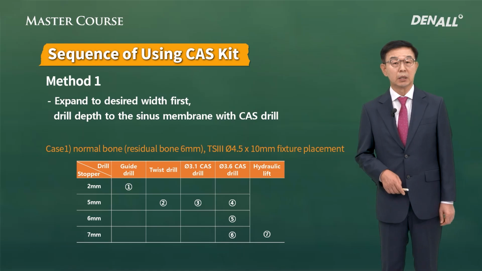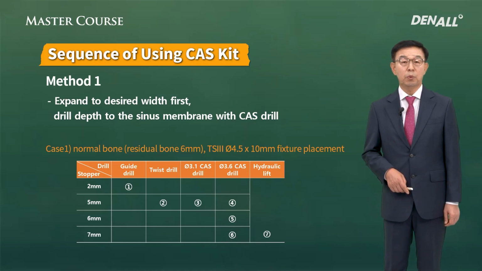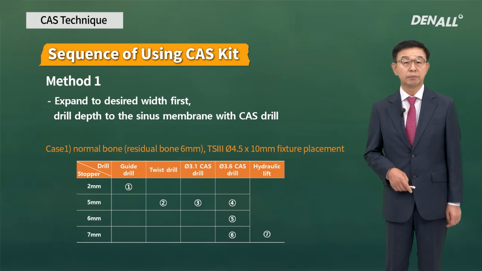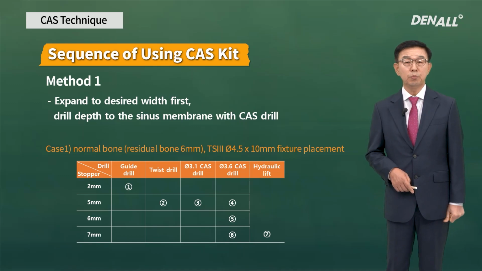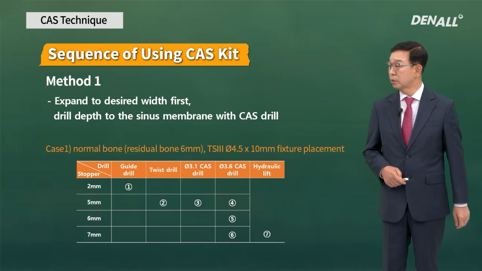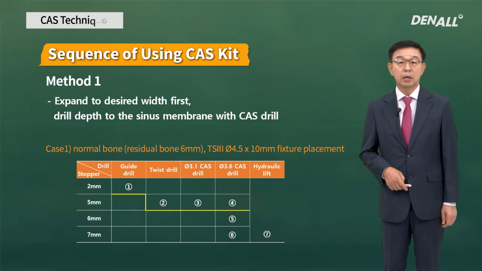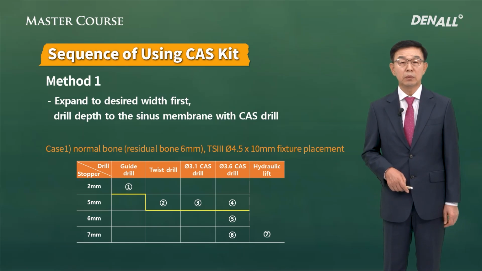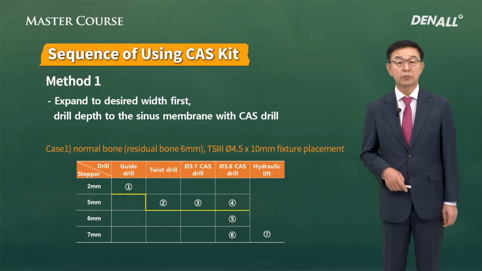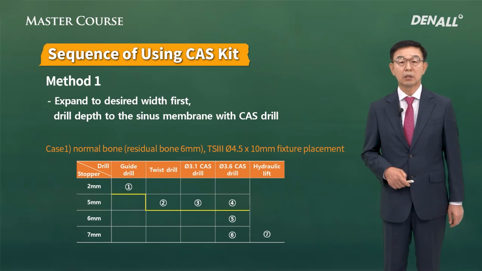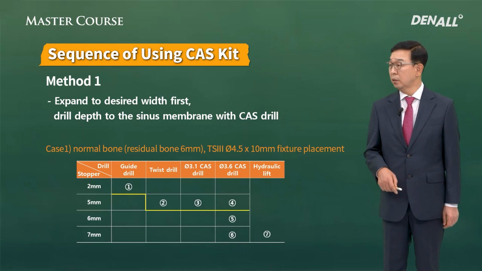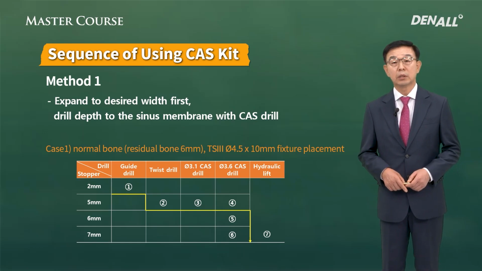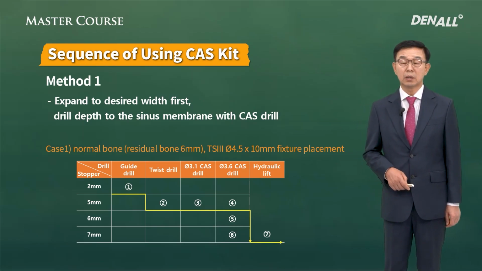First method, you expand to the desired width and then drill the depths. For example, if the residual alveolar bone is 6 millimeter and I want to place 4.5 implant, guide drill is used, a twist drill is used after that. It is expanded to the desired width. The depth is expanded up to 3.1 and 3.6. Sufficient drilling is done to check that the sinus floor has been penetrated, hydrolift is done, and implant is placed.